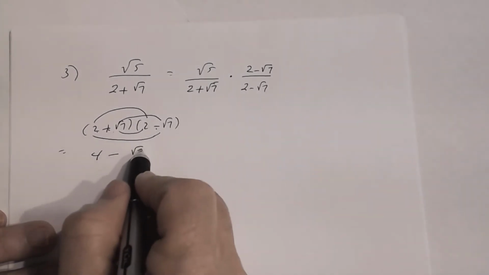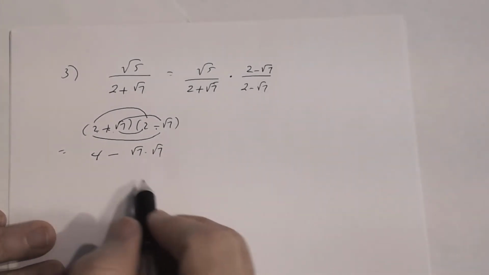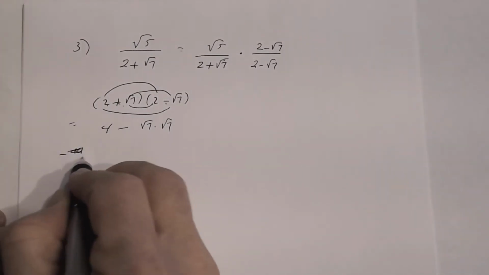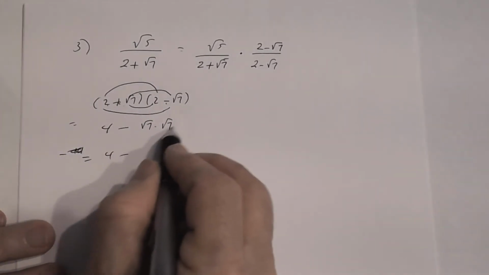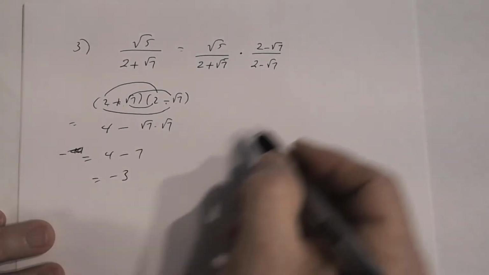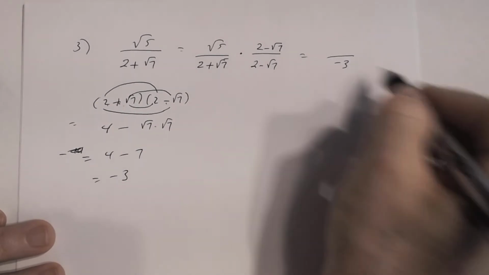And then we have the square root of 7 times the square root of 7. Write it out if you need to. And so this becomes 4 minus, and then the square root of 7 times the square root of 7 is the square root of 49, which is 7. So this becomes a negative 3. So my denominator is a negative 3.